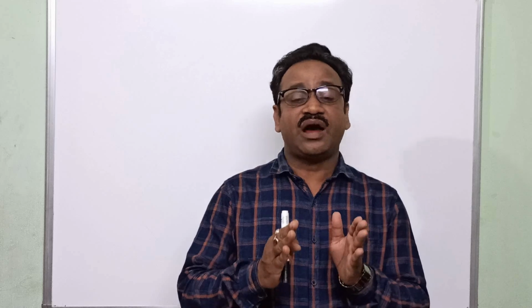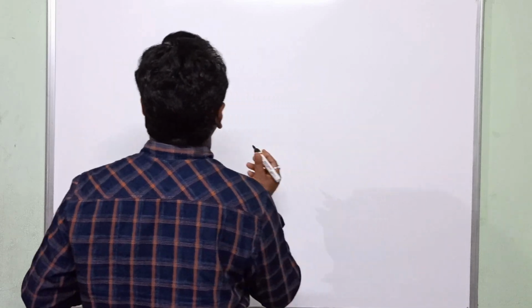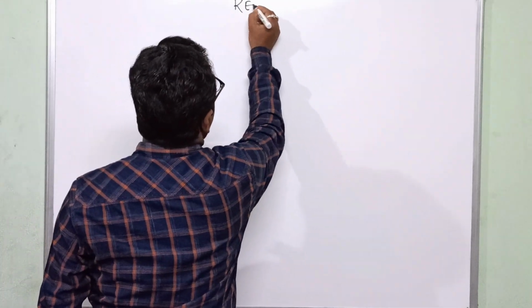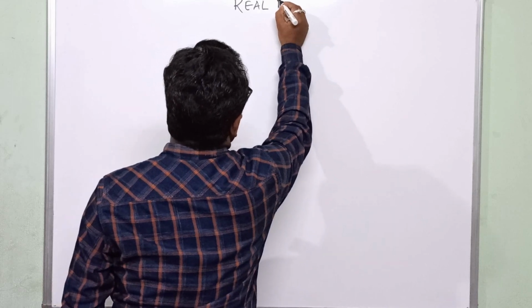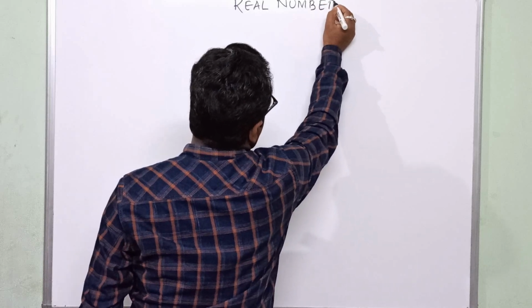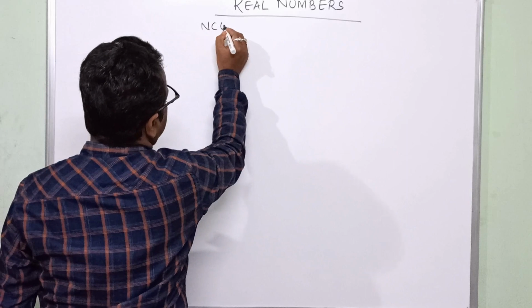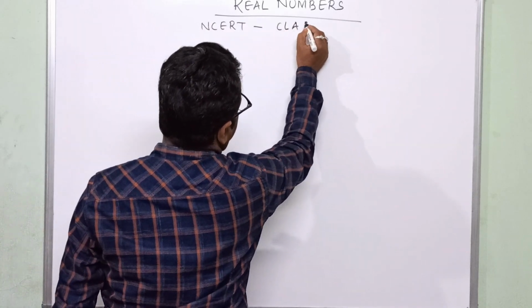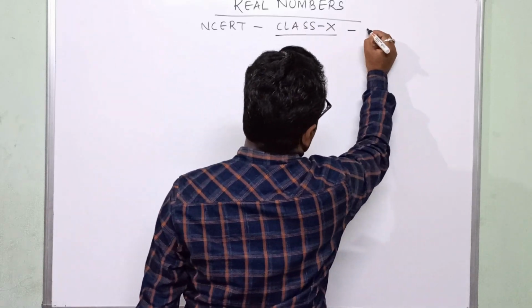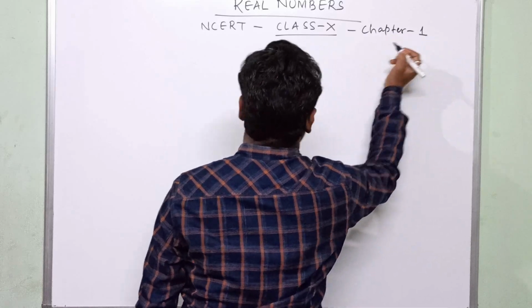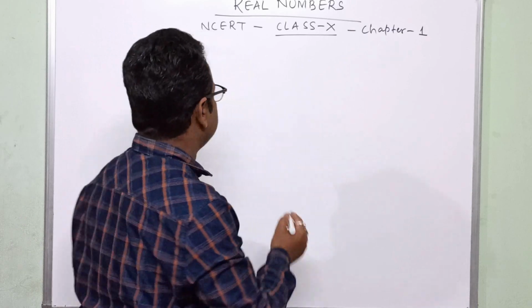So in my last video of real numbers, I already discussed the Euclid's division lemma and its different parts. Today, in this chapter of real numbers, we will discuss another part that I already mentioned in my earlier video, that is the fundamental theorem of arithmetic. This chapter is real numbers, for your NCERT class 10, chapter 1.